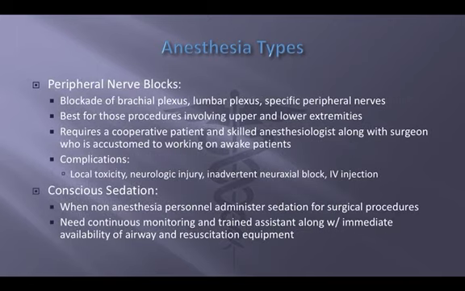Okay, peripheral nerve blocks. So this is again more targeted. You're blocking the brachial plexus or the lumbar plexus or specific peripheral nerves. These are good for procedures that involve the upper and lower extremities. Almost all of the AV fistulas that you'll do can be done under a brachial plexus block, at least over at OSU.